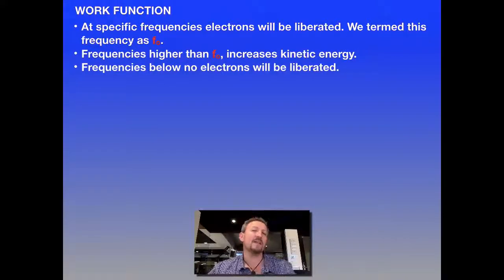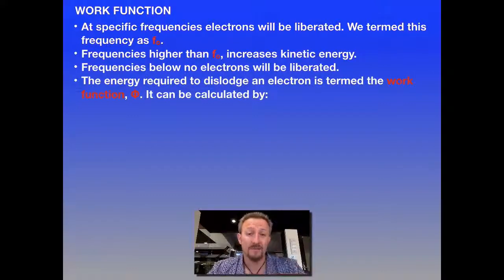Anything below that frequency, there will be no electrons liberated, hence we get no current. So what we're finding here is that because we're getting times when there are no electrons emitted and then times when there are electrons emitted, this is good evidence for the idea that the light is actually acting as a particle and in little quantized amounts. Now the work function, and it's given the Greek symbol psi, can be calculated as the energy at a specific frequency or threshold frequency. So psi basically will equal hf0.